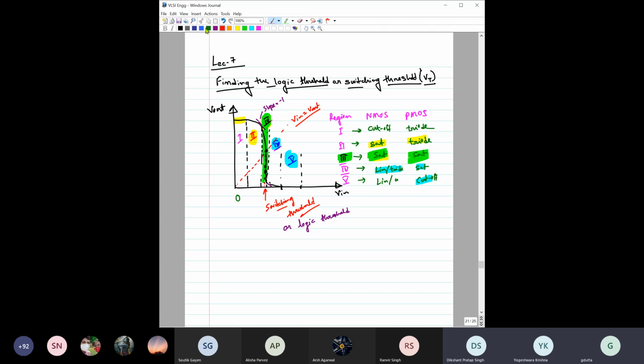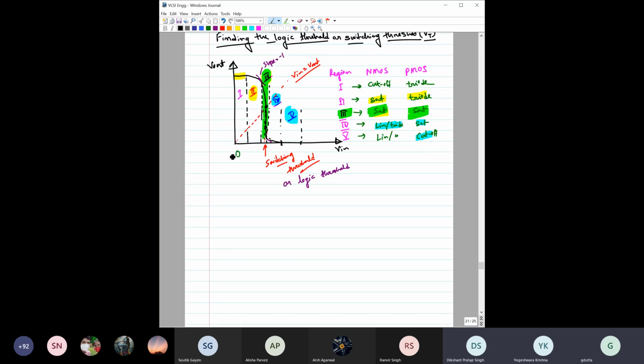I am not asking you to do it, but you can always do it with me, as we have lost some time due to this technical glitch. So I will do it quickly. We are assuming the MOSFETs are long channel MOSFETs. Why am I saying that? Because the MOSFET equation that we have learned so far, ID proportional to (VGS minus VTH) whole square in the saturation region, holds for the long channel MOSFET.